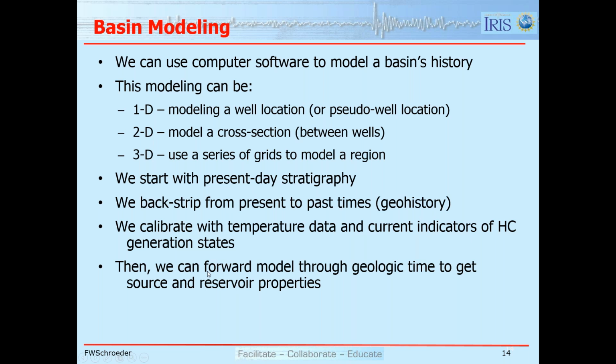And then once we've understood, going back through time, some of the major controls on subsidence and temperature and pressure and other factors, we can then use the computer to model forward through time and figure out when things happen, such as when a particular source rock would start to generate oil, when it would start to generate gas.